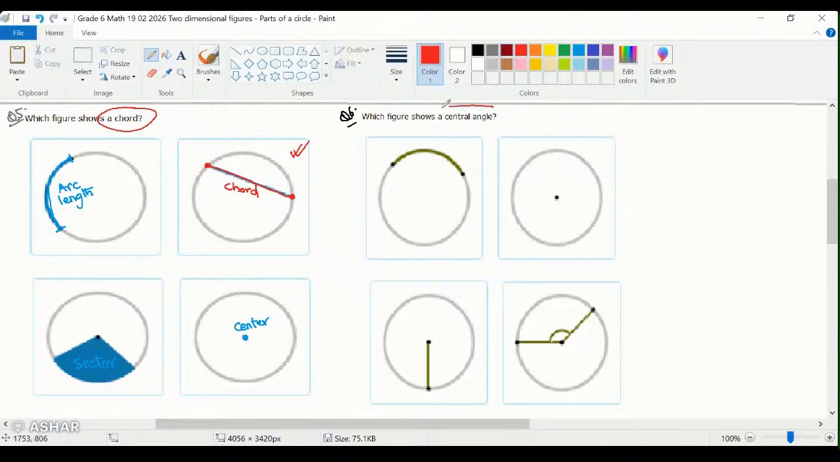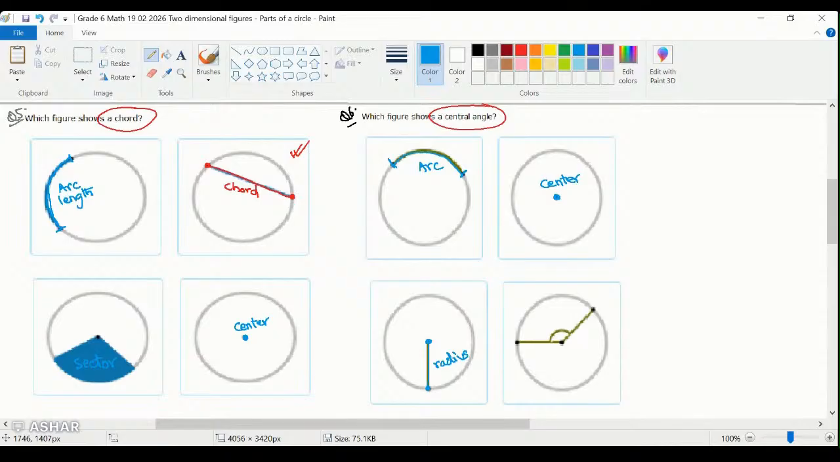We need to find a center. We know that this is a part of the circumference. So we can say this was the arc. This is just a single dot in the center. That's why we call it the center of a circle. From the center to the circumference is always the radius, right? Then the last option should be a correct answer.